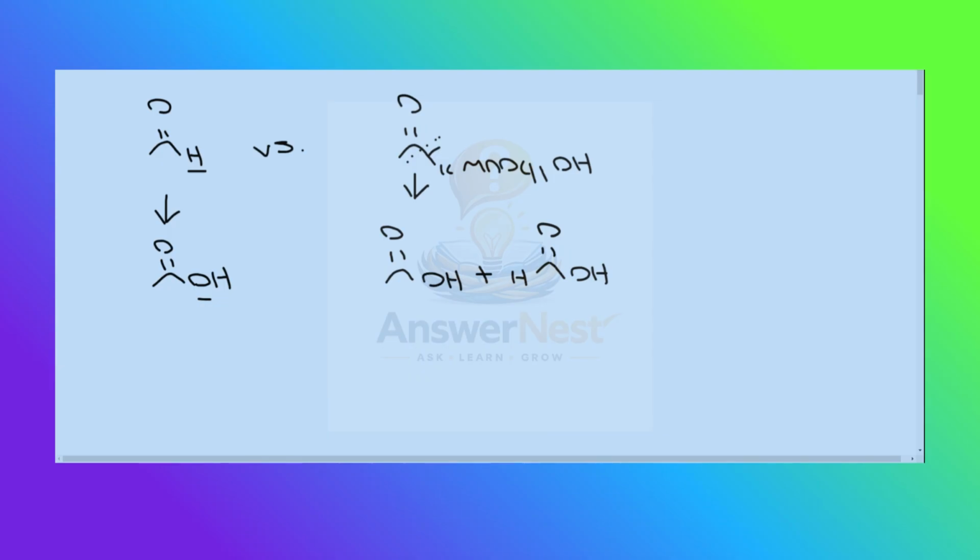But it's really just the presence of the hydrogen which is going to make it easier to oxidize to a carboxylic acid, because we can avoid breaking the carbon-carbon bond of the ketone.